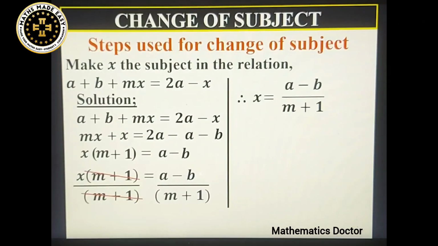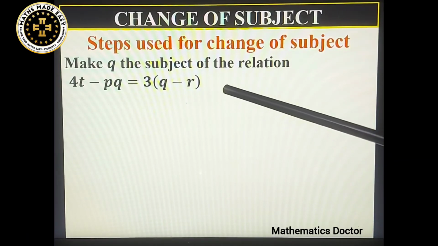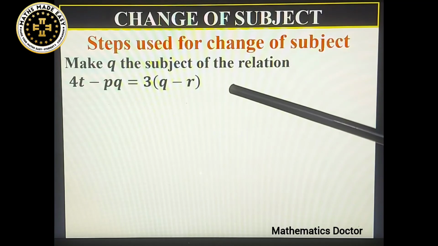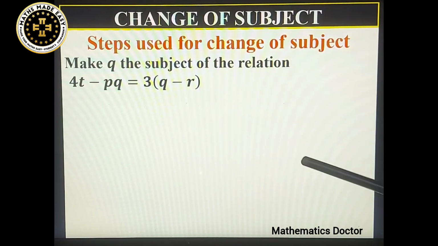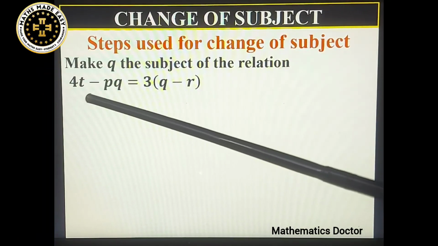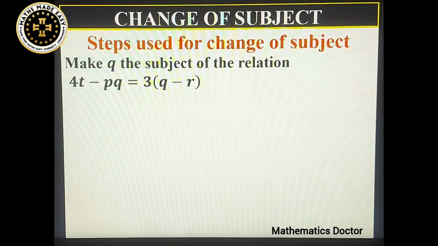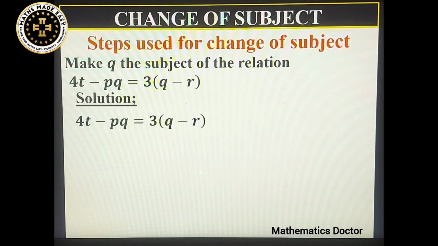Thank you very much. Now, this will be our final question in this particular phase. In this phase, remember, we don't have fractions and we don't have root signs. All that we are dealing with is grouping like terms or grouping terms with the same variable to be made a subject, and then we just go ahead and solve. And this question reads, make q the subject of the relation. 4t minus pq is equal to 3 into bracket q minus r. Now we will just go ahead with the solution.